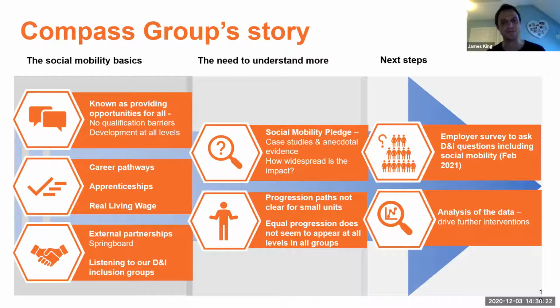So we're not supporting our people as well to progress through the organisation. And we also know from some of our D&I data that equal progression doesn't always seem to appear at all levels in all groups. So this is what we always need to understand more about these different groups. So I'm really pleased that from next year, we are going to be including in our employee survey, we've always included D&I questions actually, but from February, we will be including specific social mobility questions.